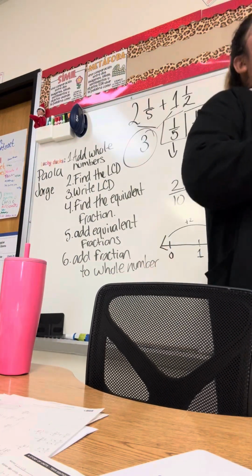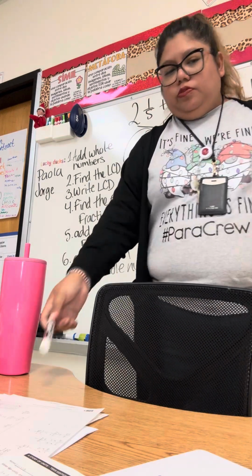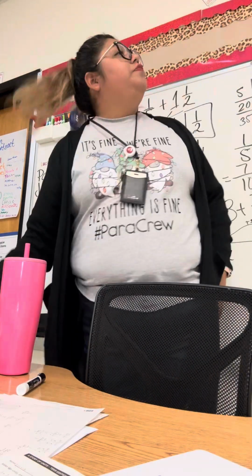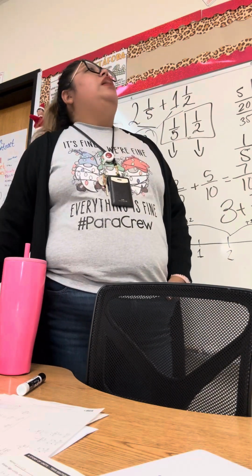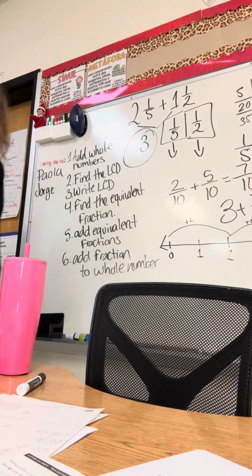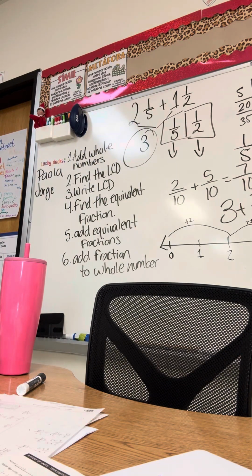Now let's try one we do, okay? Yay! This one's our problem. 2 and 2/3 plus 5 and 2/5. Add the whole number. 2 and 2/3 plus 5 and 2/5.